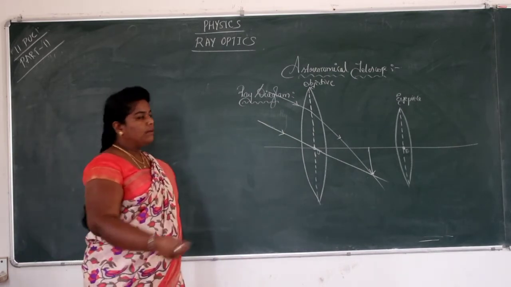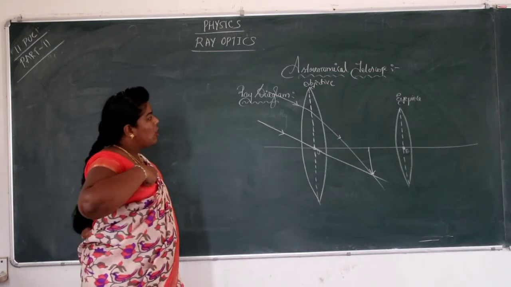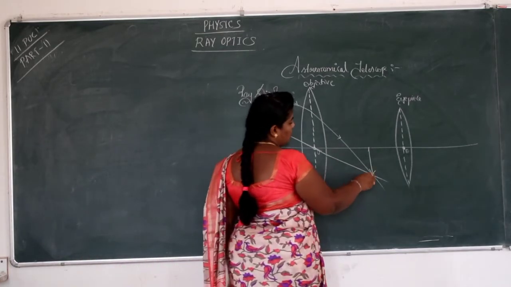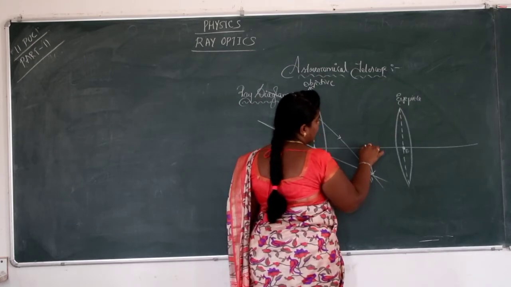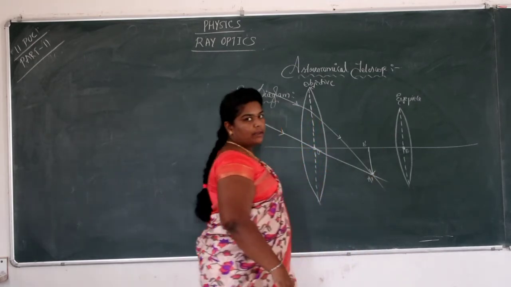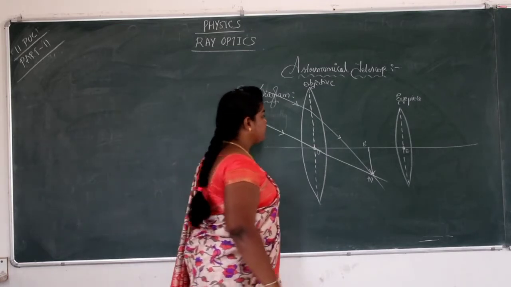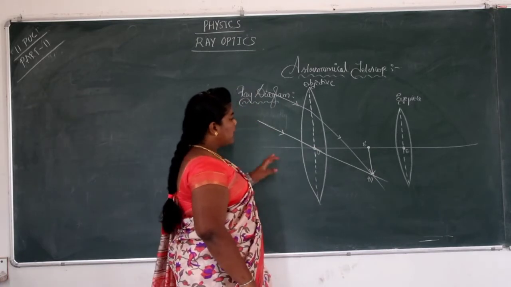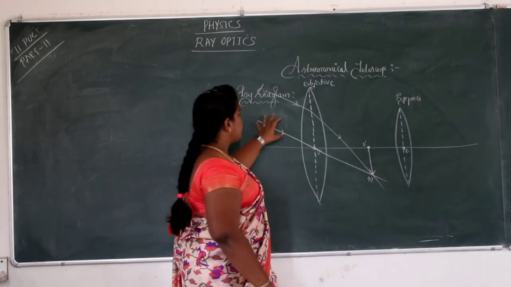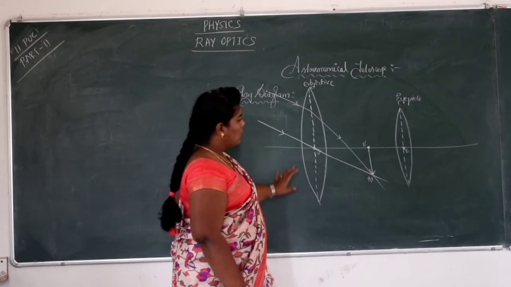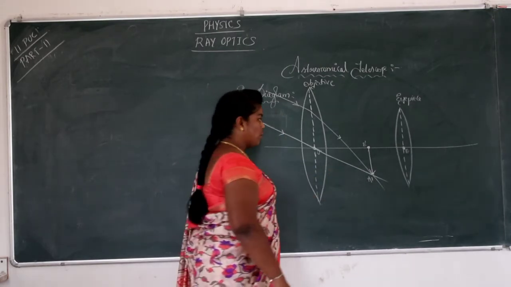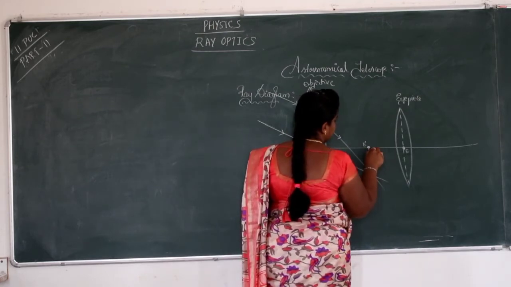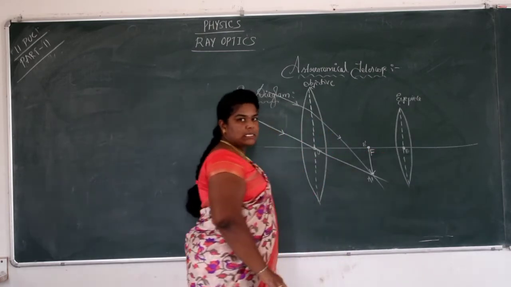But this inverted image should be erect for us to observe the image clearly. So what we are going to do is place another lens called the eyepiece. Now let us give the names. This is A dash, B dash, because A is an object which is at infinity. This is the point where the image is formed. That point is called the principal focus because the rays of light are coming from infinity. Obviously the image is formed at focus. So I am going to write it as principal focus.